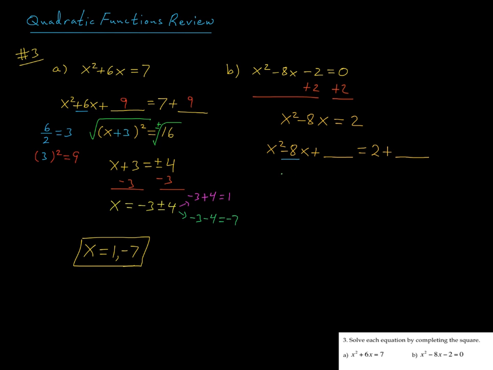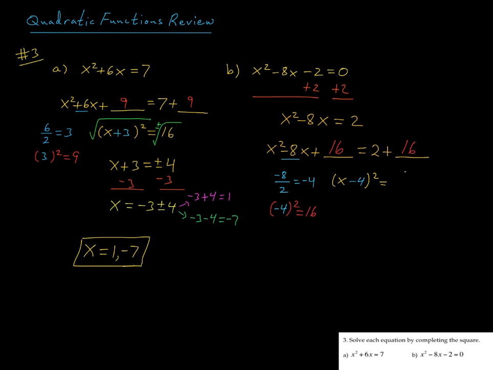So here we're going to take half of negative 8, which is negative 4. And then I'm going to square negative 4, and that's going to give us 16. So if I add 16 here on the left side, I have to add 16 on the right. And now this trinomial on the left is a perfect square. And it is x minus 4 quantity squared.